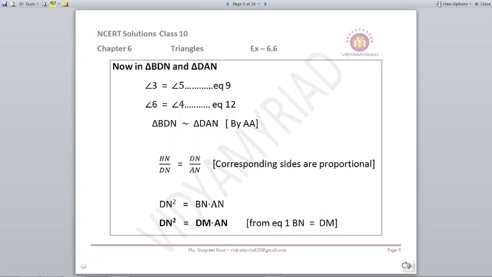Now we don't want BN. What is BN? BN is equal to DM. So we will just substitute this from equation number 1. So we can rewrite it and we get DN square is equal to DM into AN, and hence we have proved it.